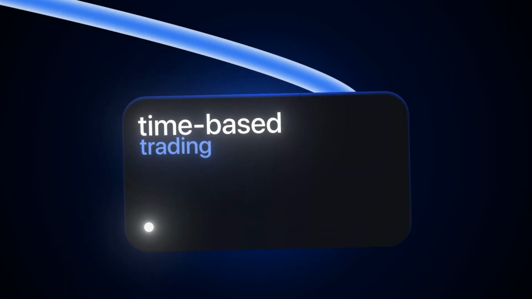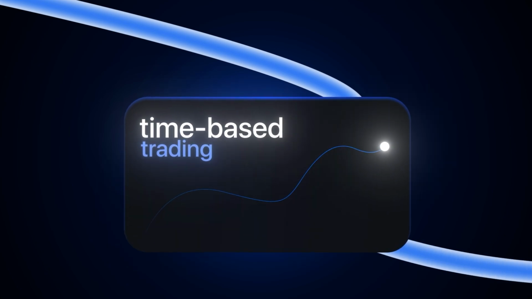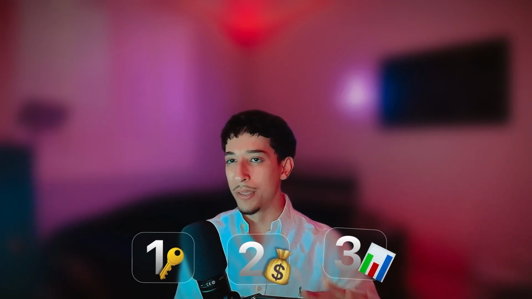The first piece of the puzzle we're going to be covering is time-based trading. And there are 3 key points that the markets reverse at. The first one is between 7:30 to 8 a.m. Pacific time. The second one is between 9 a.m. to 10 a.m. Pacific time, and the third is between 12 p.m. Pacific time to 1 p.m.